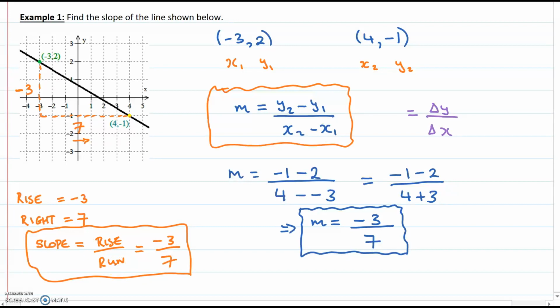Rise over run is okay if you have a graph, but if you don't have a graph, then y2 minus y1 over x2 minus x1 is better. And that's basically, the slope formula is basically the same formula as the rate of change formula. So slope is a graphical representation of rate of change. It's another way of showing you the rate of change, or to be more correct, average rate of change.